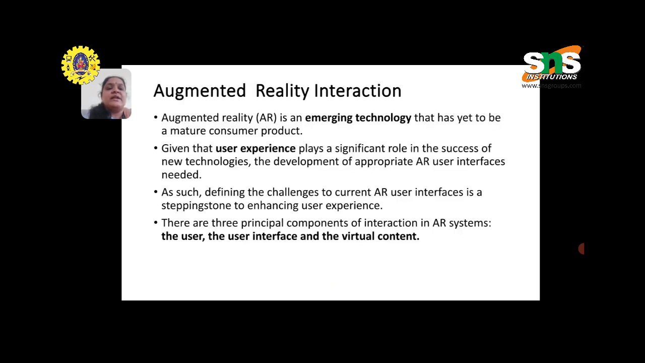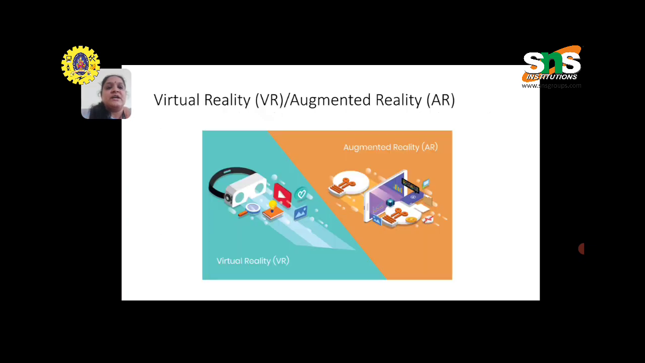And for augmented reality interaction, we need 3 things: the user interface, and the virtual content. Here this diagram shows the difference between virtual reality and augmented reality. I already told you in the first video what the main difference between virtual and augmented is. In augmented reality, you are in the real world and you are just adding some filtrations or add-ons to the real world.